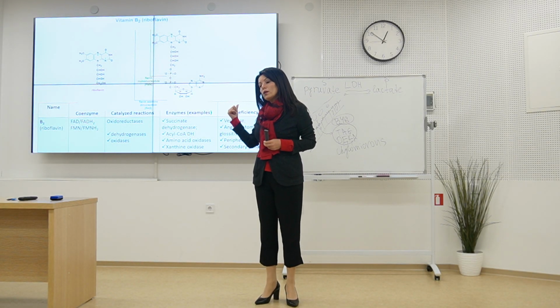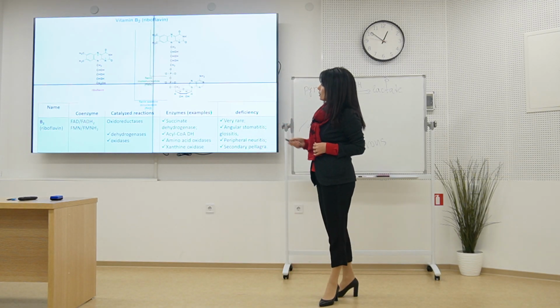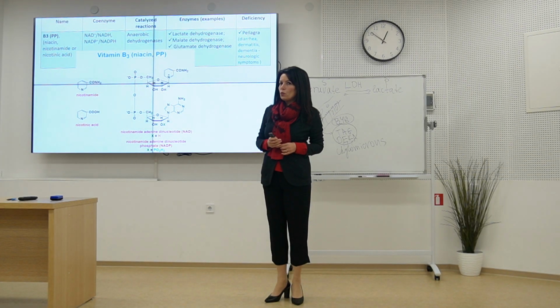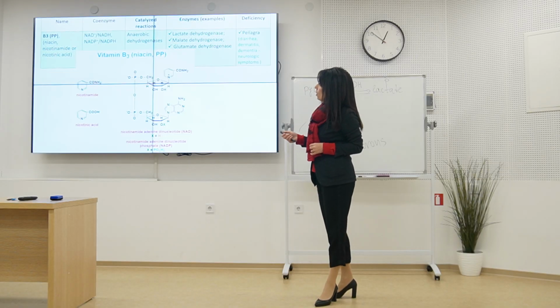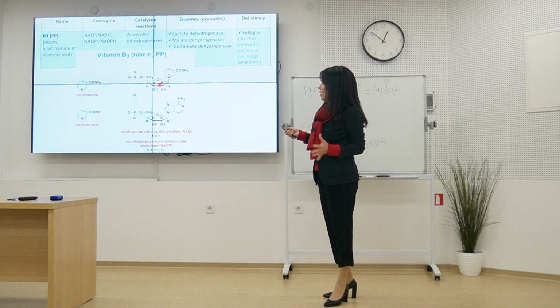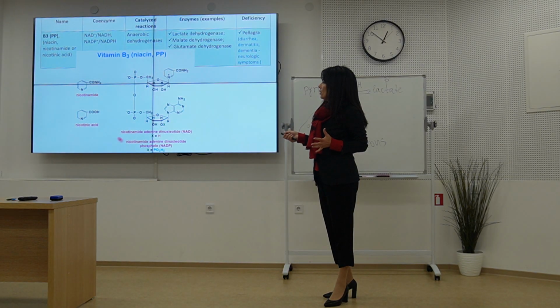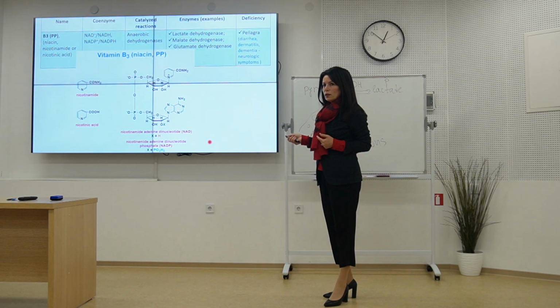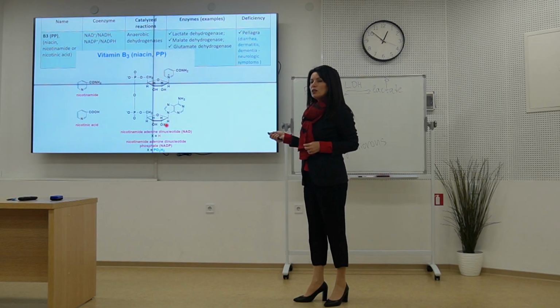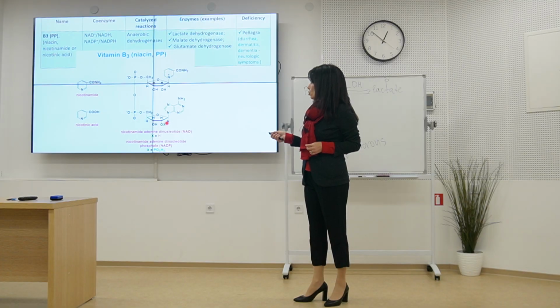You will see this reaction today in the succinate dehydrogenase reaction. The third water-soluble vitamin is called B3, and the other name is niacin or PP or nicotinamide. Look where the vitamin is part of this cofactor. The full cofactor name is NAD, which is nicotinamide adenine dinucleotide, or nicotinamide adenine dinucleotide phosphate if instead of this X there is a phosphate group. If there is a phosphate group, it will not be NAD, it will be NADP.